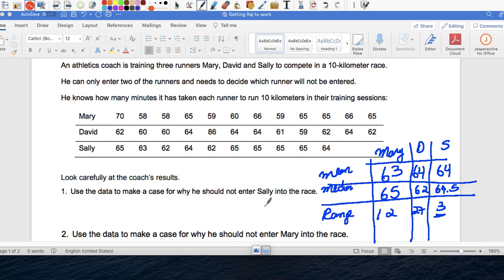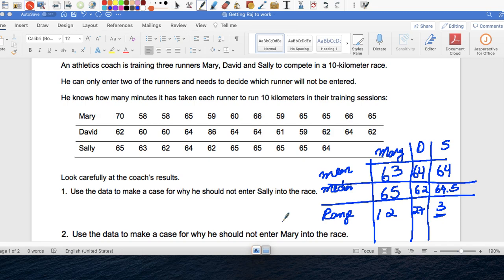Okay, so her mean is higher, her median is higher, and I understand that her range is smaller, she's more consistent, but again, she's also missing two runs. The other two runners ran 12, she only ran 10. Okay, so that would be my argument. And again, I don't know what arguments you use, but that was the task here: use the data to make a case for why he should not enter Mary into the race.